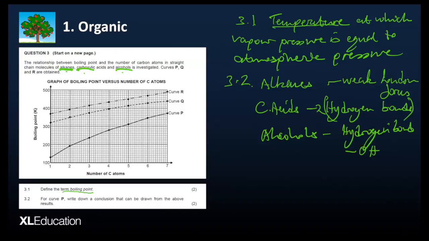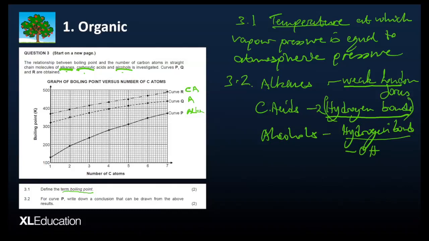Right. So this means this is the weakest type of force, followed by this one, and that one is the strongest. So the one with the highest boiling point, which in this case is R, that is the carboxylic acids, then Q becomes the alcohols, and P becomes the alkanes. Right.